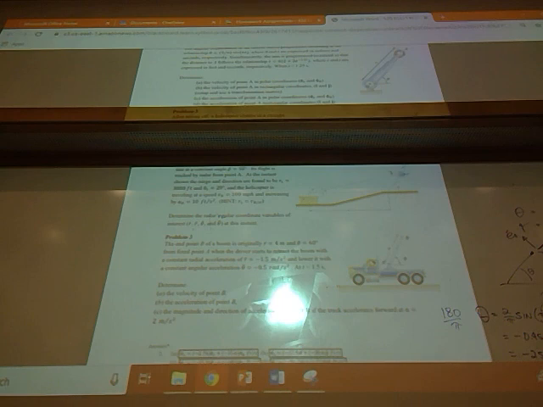Does that get you on the right track? I think when I set up my problem, I had e-theta and e-r in the wrong places, so that was backwards. Yeah.